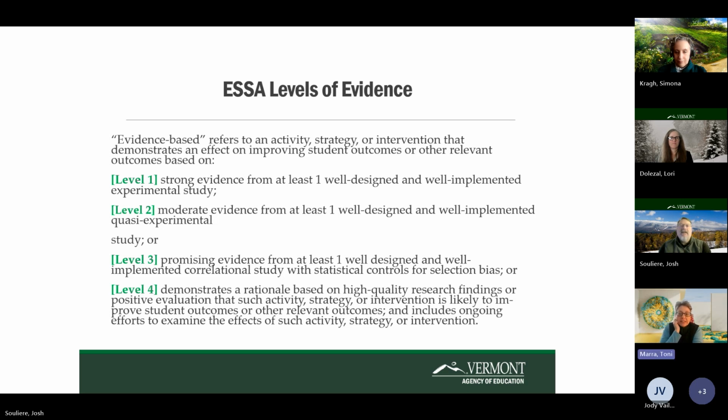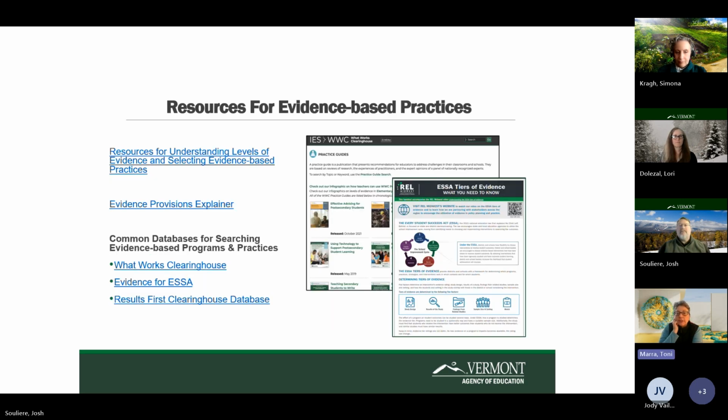So the Every Student Succeeds Act, or ESSA, contains provisions related to specific types of evidence from research, and one should consider when assessing the potential efficacy of a change idea. Next slide, Josh. This is a collection of resources that provide detailed explanations of the levels of evidence, how to understand the research evidence, and where to locate specific evidence-based practices.